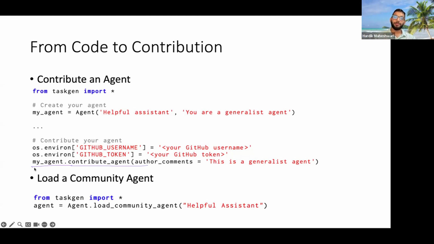The loading of a community agent: let's say you're working on a project and you find an agent that does something you need, or does a subtask of what you need. You can load that community agent with a single line of code, agent.load_community_agent, and just pass in the name, and you get all the power of that agent, all the equip functions, all the sub-agents, and so on and so forth. So you can essentially get started with one line of code, and that's what we want.